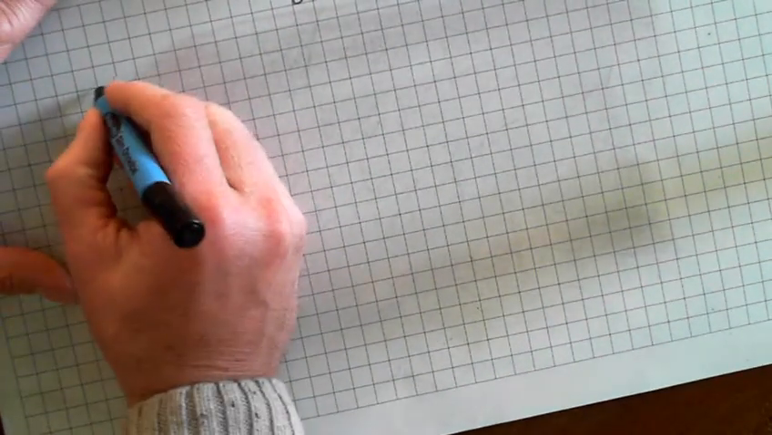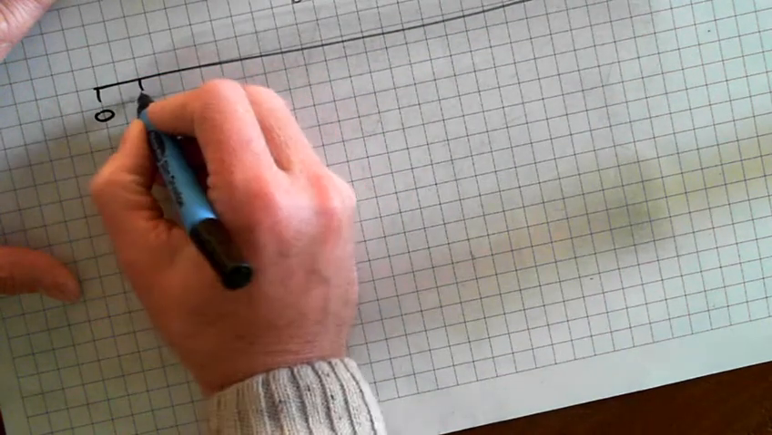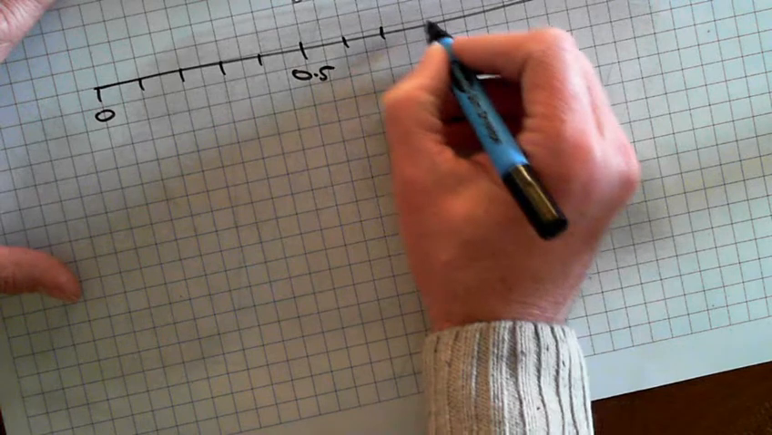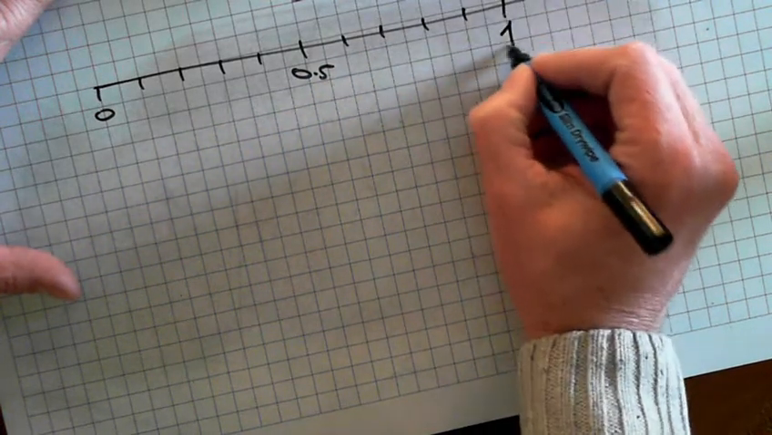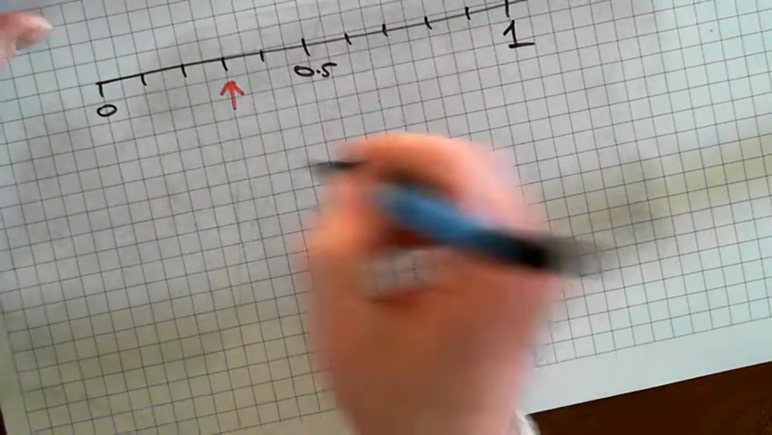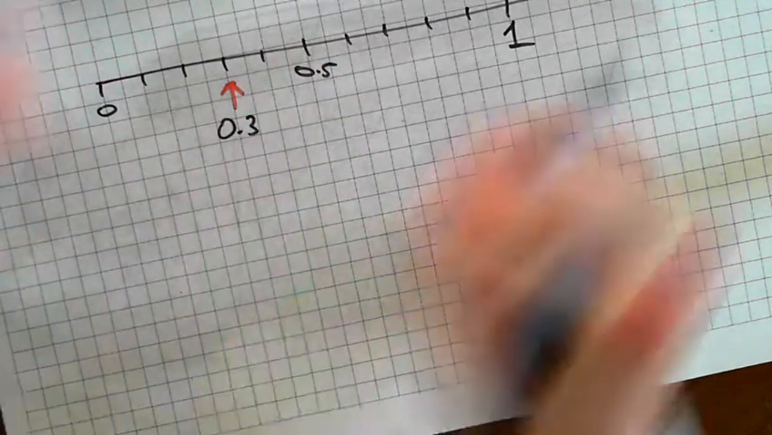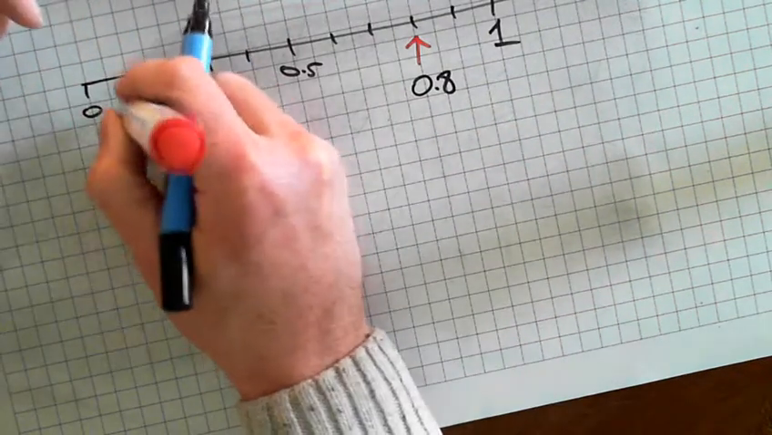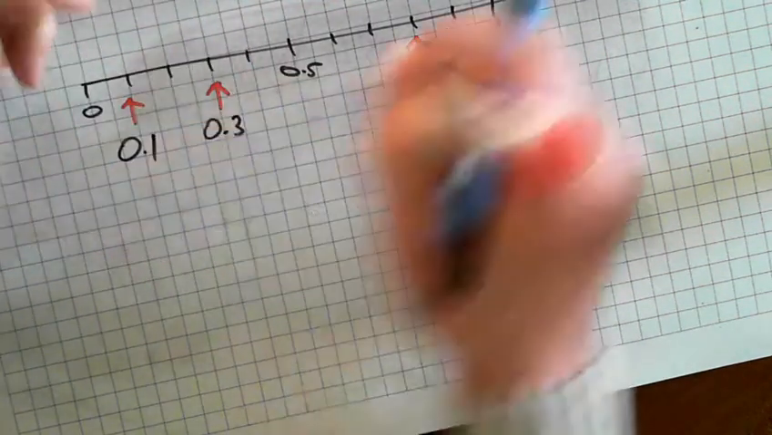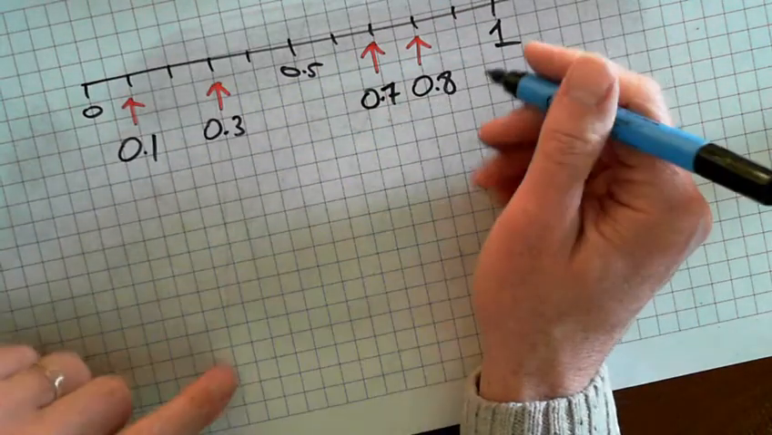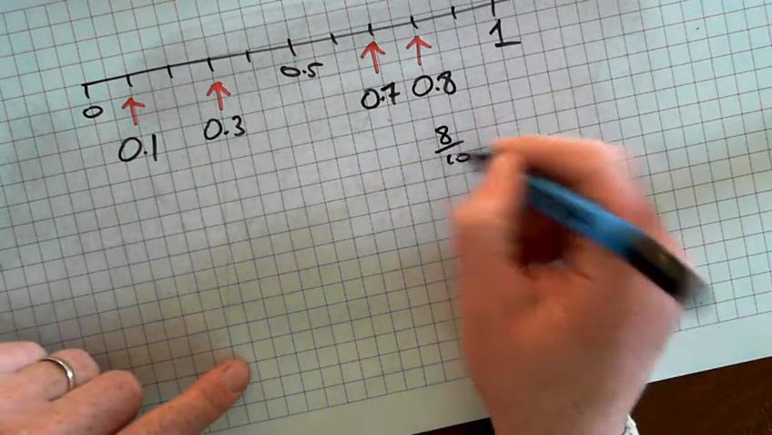Right, if I had a number line, so that's 0, 1, 2, 3, 4, that's 0.5, 6, 7, 8, 9, and that is 1. Okay, what's this number? 0.3. What's this number here? 0.8. What's this number here? 0.1. What's this number? 0.7. How do you write 0.8 as a fraction?